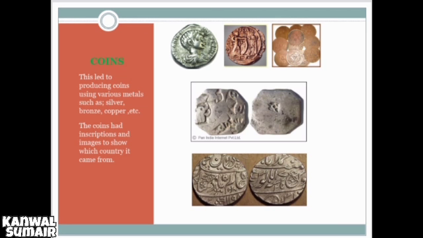You can see some of the samples given here. Later on, coins were produced in silver, copper, bronze, and other metals. The coins had pictures or writing on them to show where they came from, or the image or the name of the ruler of that time. These coins had a high value.